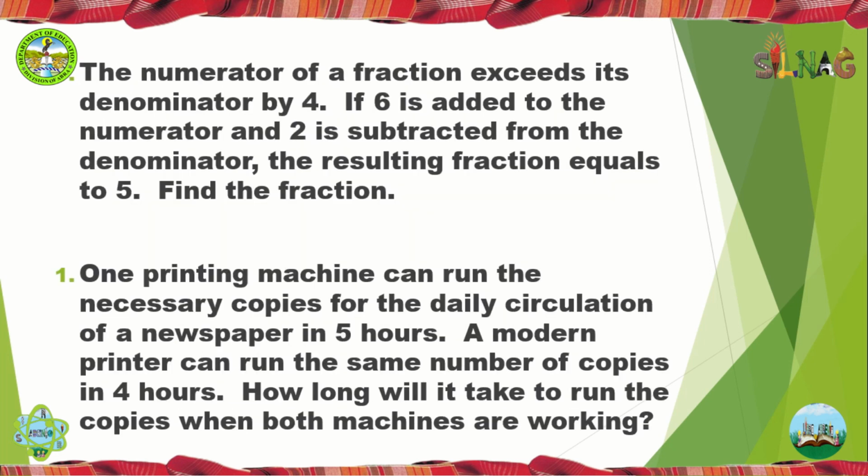Number 1. The numerator of a fraction exceeds its denominator by 4. If 6 is added to the numerator and 2 is subtracted from the denominator, the resulting fraction equals 5. Find the fraction. Number 2. One printing machine can run the necessary copies for the daily circulation of a newspaper in 5 hours. A modern printer can run the same number of copies in 4 hours. How long will it take to run the copies when both machines are working?